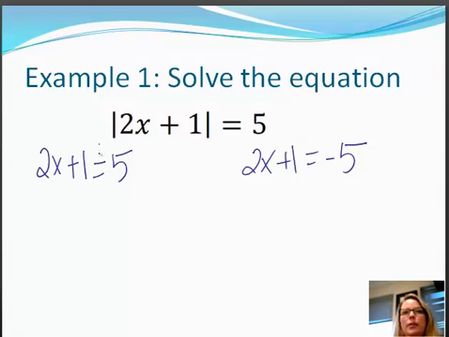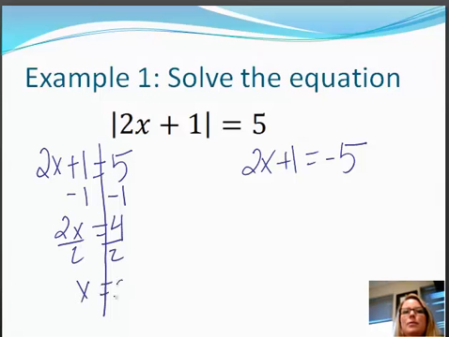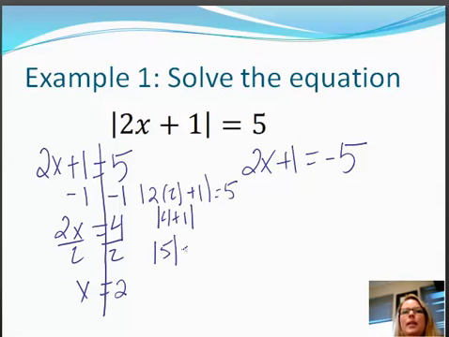Then all we're doing is simply solving for x, which is review. We subtract 1 from both sides, so I get 2x equals 4, divide by 2, x equals 2. Then I'm going to take that and plug it back into up here. So I have the absolute value of 2 times 2 plus 1 has to equal 5. Well, 4 plus 1, absolute value, is 5, which equals 5, so that works out.